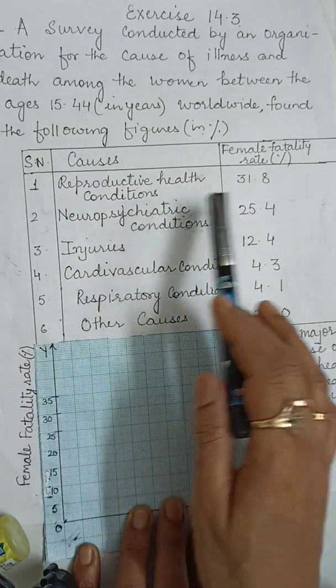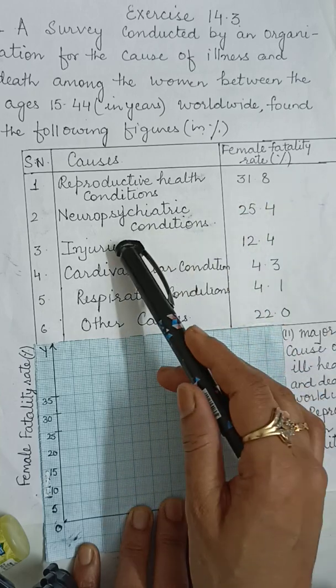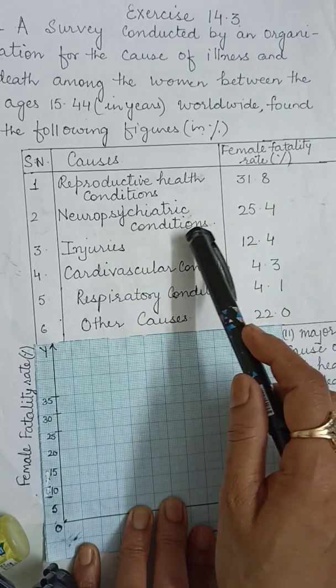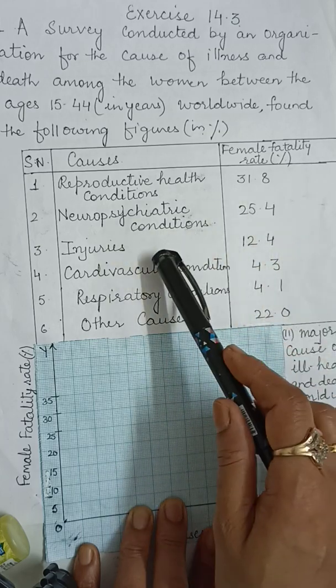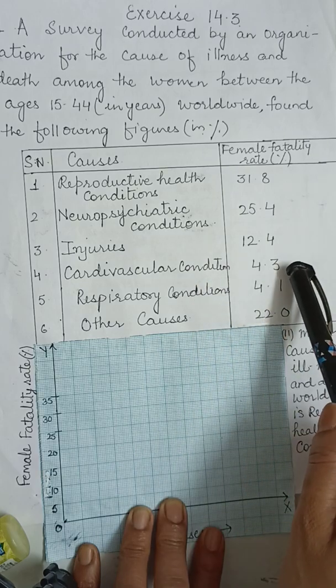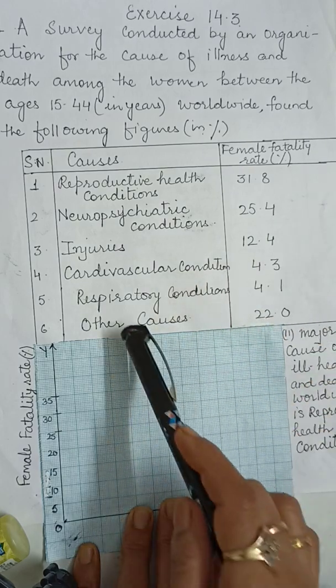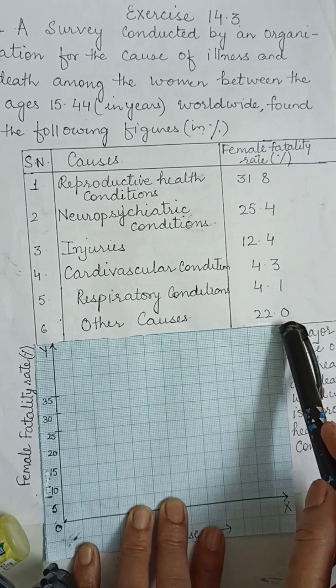Children, here first is reproductive health condition, 31.8. Neuropsychiatric condition, which is related to the brain, is 25.4. Injuries 12.4. Cardiovascular condition is related to the heart, and respiratory condition is related to the lungs, and other causes 22.0.